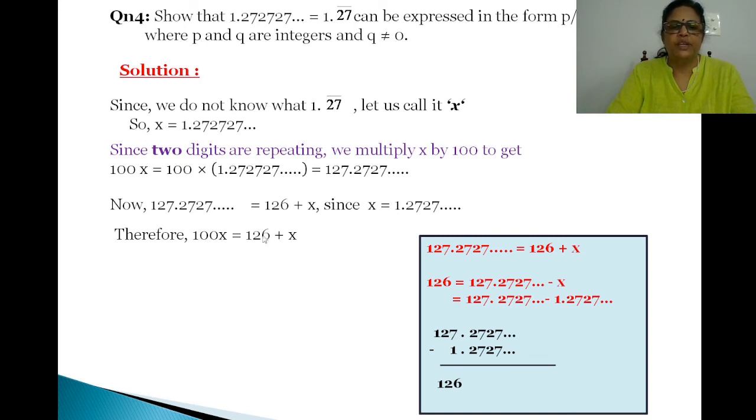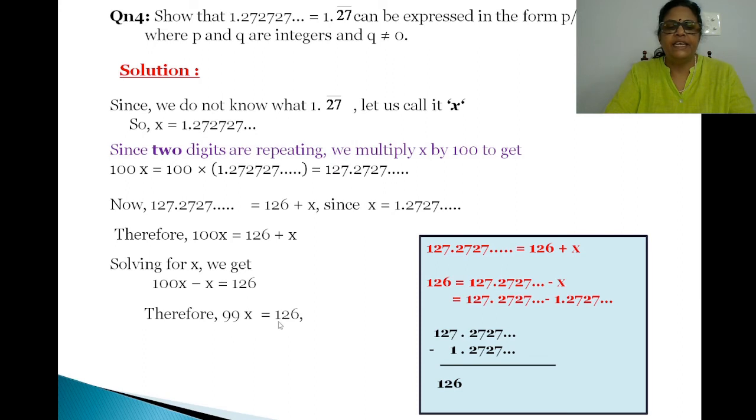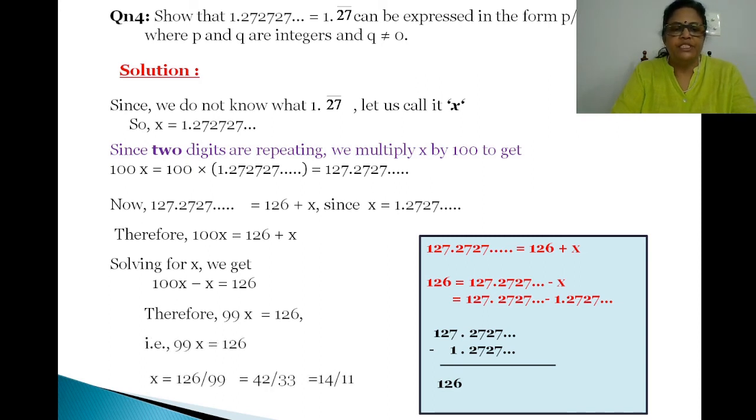So now we'll solve for x. Here x is added, so we will subtract x from 100x. Solving for x, we get 100x minus x is 126. What is 100x minus x? 99x. 99x is 126. Now 99 is multiplied to x, so we will divide by 99. We will divide 126 by 99. So 99x is 126, so x is 126 divided by 99.